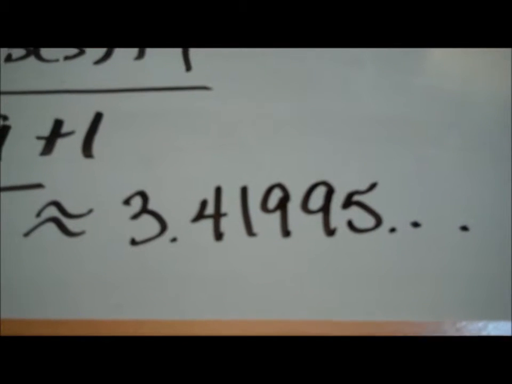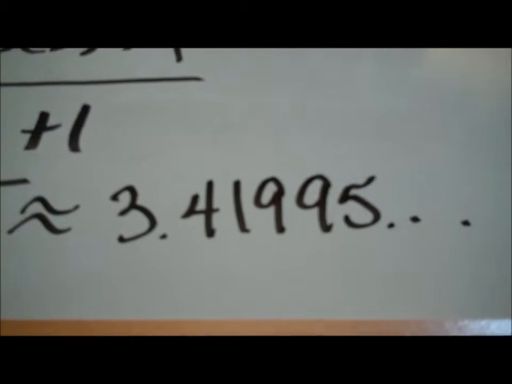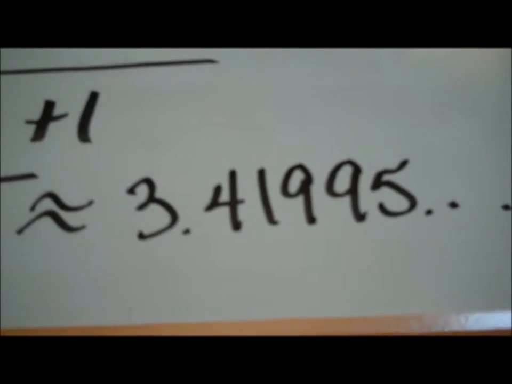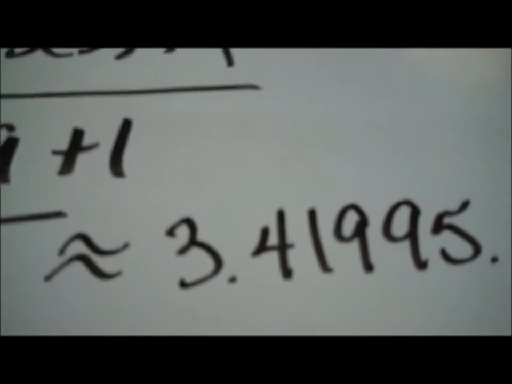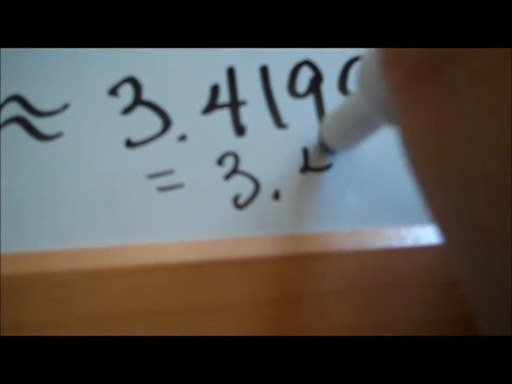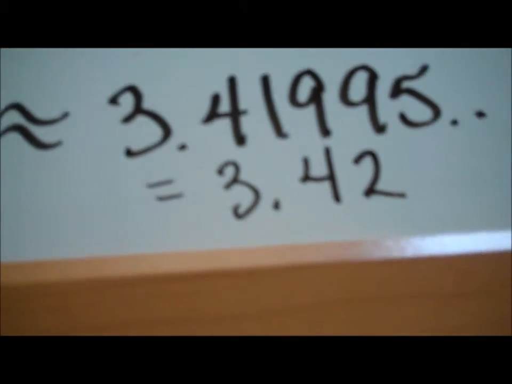So when we stick that into our calculator, you'll get a number like this. Again, in my math lab, it'll tell you how many decimal places to round it to. Usually 2 decimal places is about right, so we could say that that's approximately 3.42.